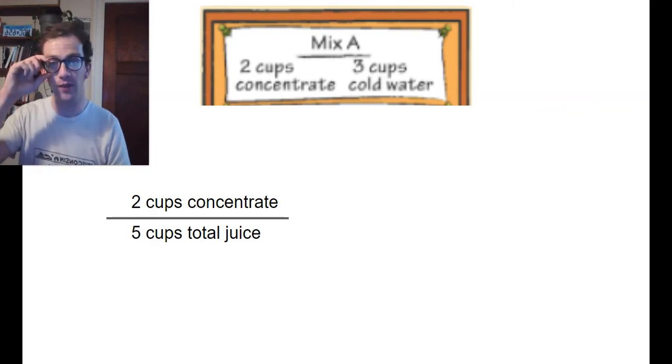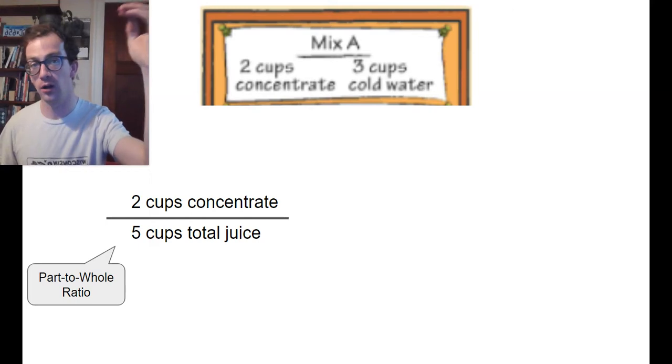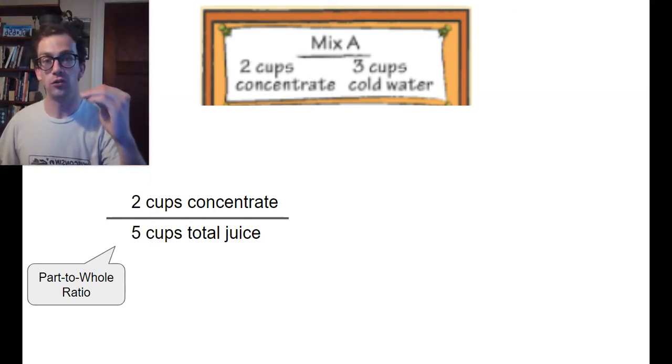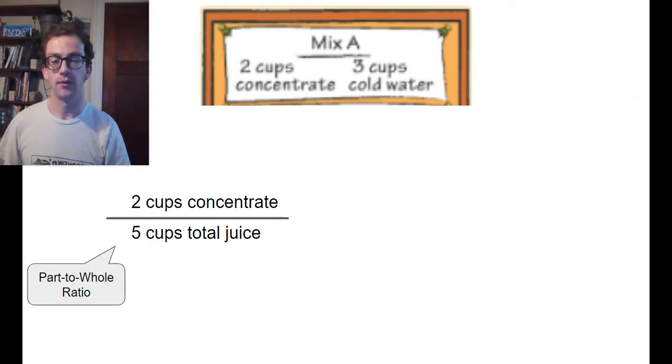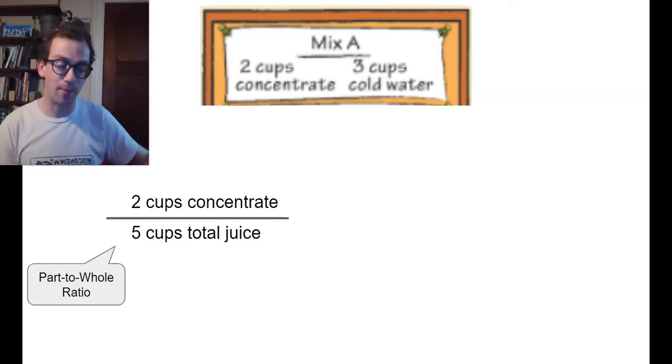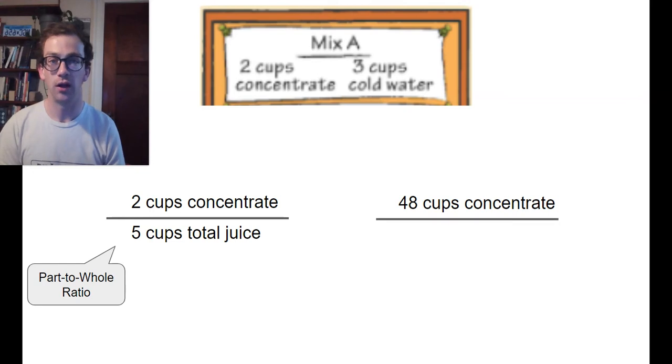You guys now know that that is called a part to whole ratio because we're comparing the part of just concentrate compared to the whole total cups of juice. There's the original recipe. We then scaled that up and we found that we would need 48 cups of concentrate in order to make a total of 120 cups of juice.